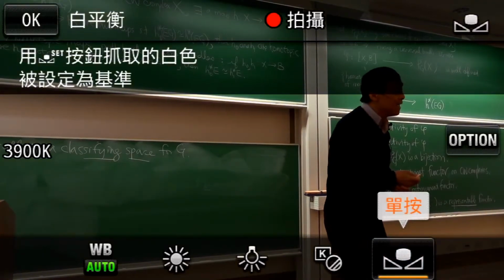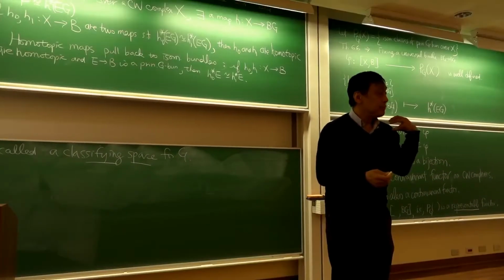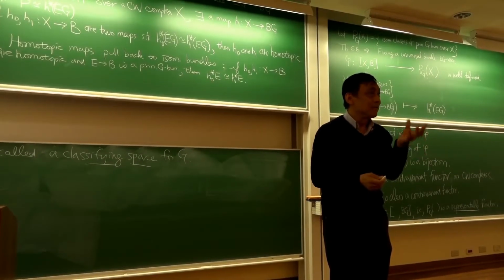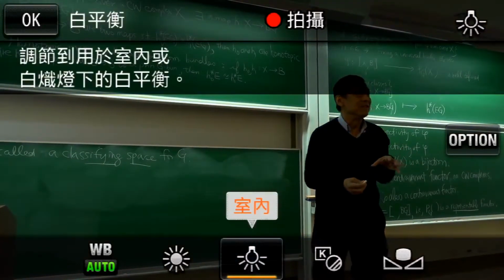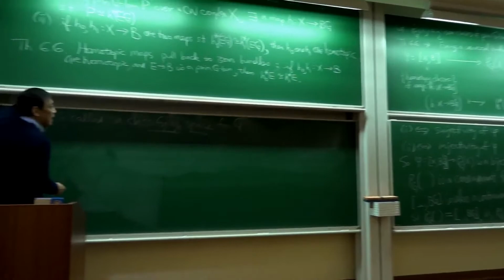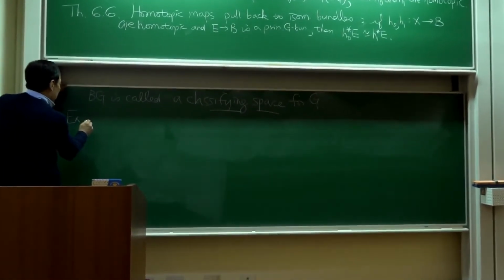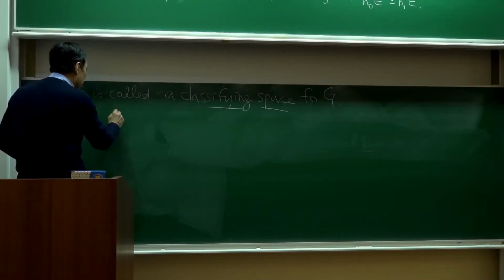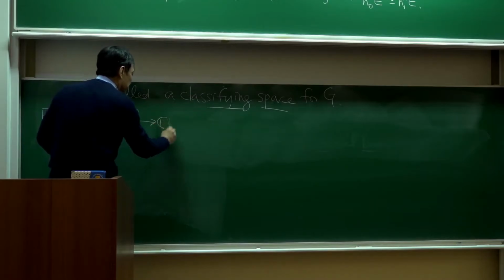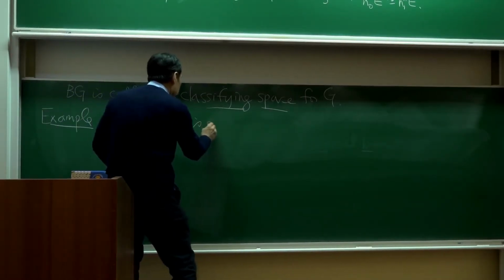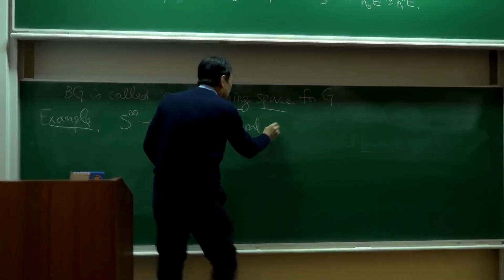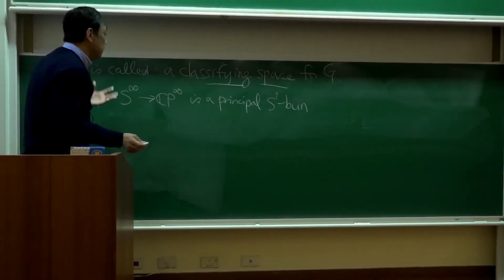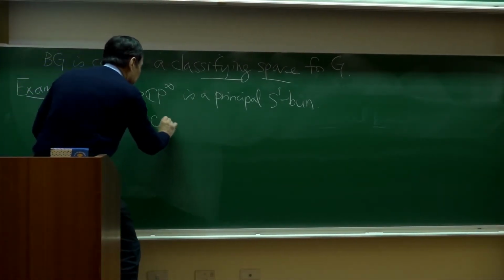Yeah, because we already showed that S1 acts freely on S infinity, and S infinity is contractible. And S infinity is an S1 bundle over CP infinity. So the first example is that S infinity maps to CP infinity, and that's a principal S1 bundle, and S infinity is contractible.